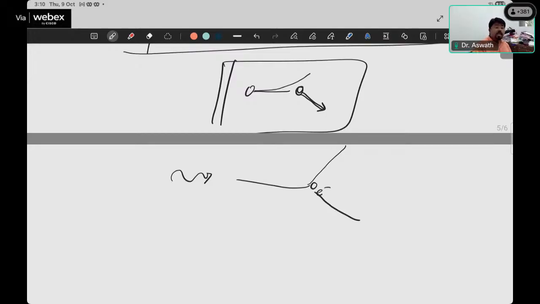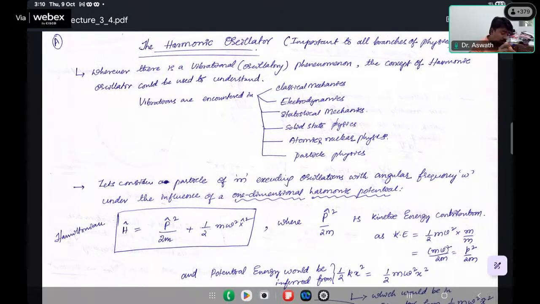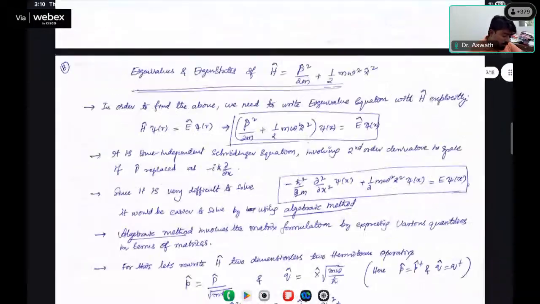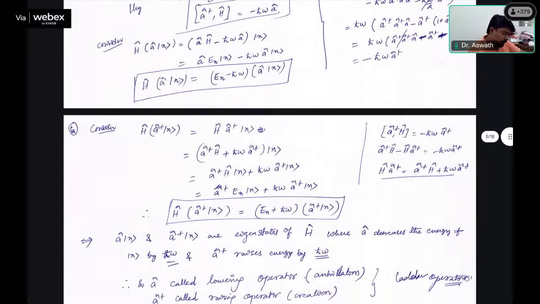Now, when it comes to light, let me use my hand notes now because it is taking too much time. I have to give a break here. I'm sorry.